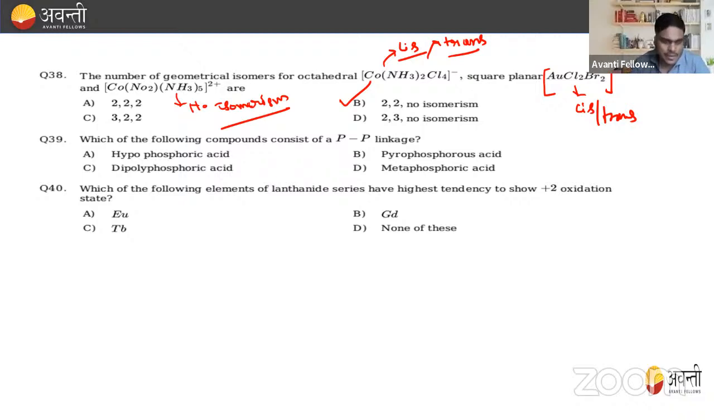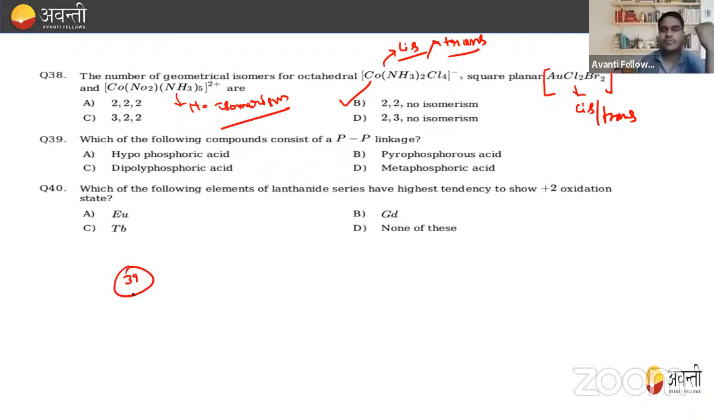Which of the following compounds consists of a PP linkage? Okay, so you have to identify which of the following compounds consists of a PP linkage. That is a phosphorus linkage, right? Okay, so let's see the solution.